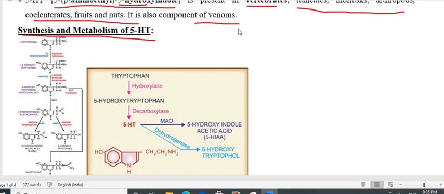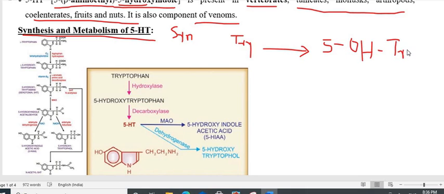So for 5-HT, we have to go through the synthesis process first. Within the cell, particularly the CNS and the enterochromaffin cell, 5-HT gets synthesized in these two cells. So how is this going to get synthesized within the cell? Within the cell, the amino acid tryptophan gets converted into 5-hydroxytryptophan. So how does this 5-hydroxytryptophan get formed? That means this is the addition of a hydroxyl group.